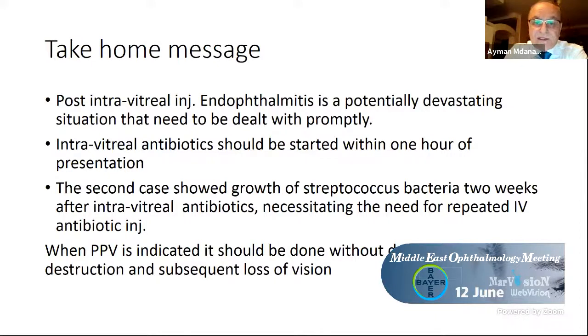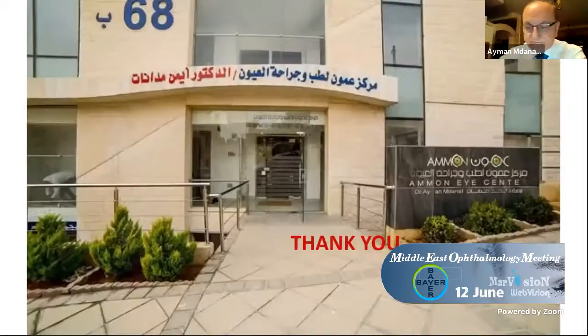Intravitreal antibiotics should be started within 1 hour of presentation. The second case showed growth of streptococcal bacteria after intravitreal antibiotic injection, necessitating repeated injections. Some patients need repeated injections. You just don't give one intravitreal antibiotic injection and say that's it. Some patients need more. And when PPV is indicated, it should be done early and without delay to avoid destruction and subsequent loss of vision for the patient. Thank you very much.